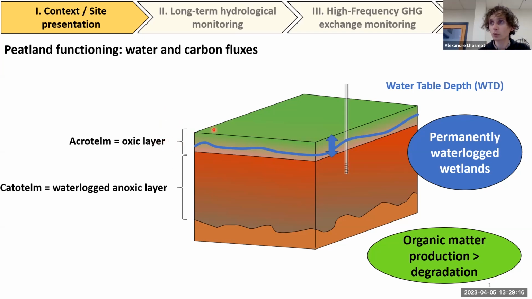The first one, the top peat layer, is named the acrotelm. It's punctually oxic due to the seasonal variation of water table depth, and it's also the support of vegetation. As it's the newly formed peat, it's more permeable and porous. Below this acrotelm is the catotelm, which is older peat, permanently waterlogged and less permeable.